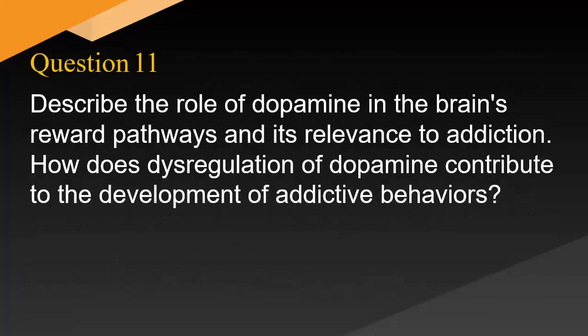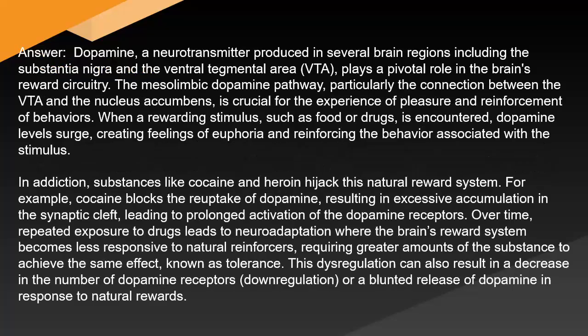Describe the role of dopamine in the brain's reward pathways and its relevance to addiction. How does dysregulation of dopamine contribute to the development of addictive behaviors? Answer. Dopamine, a neurotransmitter produced in several brain regions, including the substantia nigra and the ventral tegmental area (VTA), plays a pivotal role in the brain's reward circuitry. The mesolimbic dopamine pathway, particularly the connection between the VTA and the nucleus accumbens, is crucial for the experience of pleasure and reinforcement of behaviors.